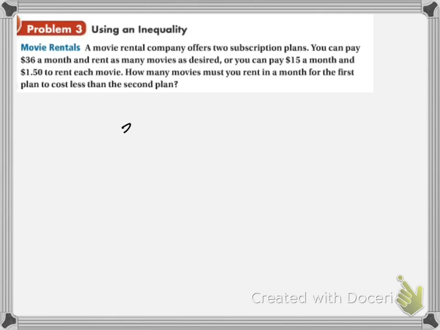So $36 a month, you want it to be less than the cost of the second plan. So this one costs $15 a month and $1.50 to rent. Now, call it M. You would think $15 a month, you should have a variable there, and I understand that, but because we're just dealing with 1 month, we don't really care month to month how that is. All we're looking at is inside of 1 month, so we don't need a variable for that month there.